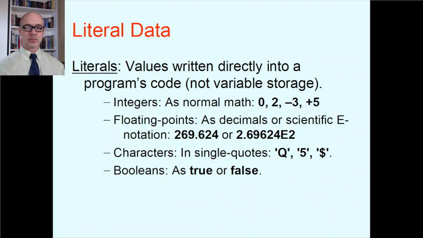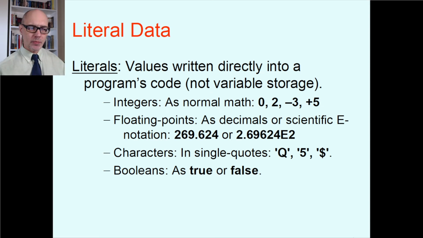Okay, so let's talk about this. So we saw 4 basic families of data here, right? The integers, the floating points, the characters, and the Booleans. So you can declare variables of any of those types. We saw that in the last video on declaring and using data in general. But you can also type these values directly into your code, and that's called literal data. You're not making a variable, it's actually written directly into your code. Literals: values written directly into a program's code, not in variable storage.